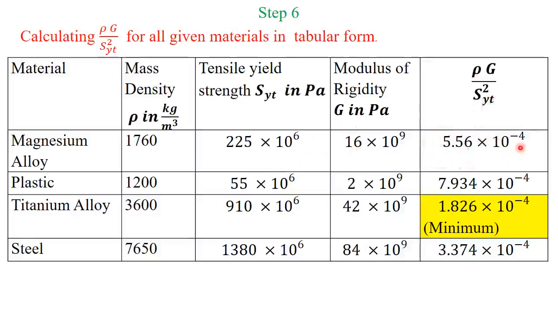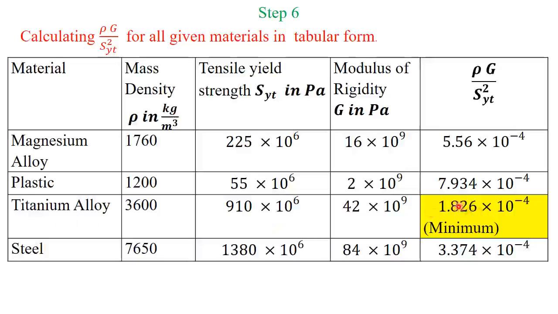So rho is in kg per meter cube, G is in Pascal, SYT square is also in Pascal. If you see this number 5.56 into 10 to the power minus 4, how is it arrived? It is equal to 1760 into this number 60 into 10 to the power 9 divided by the square of this term, equal to 5.56 into 10 to the power minus 4. And similarly, the calculation is done for the remaining 3 materials.